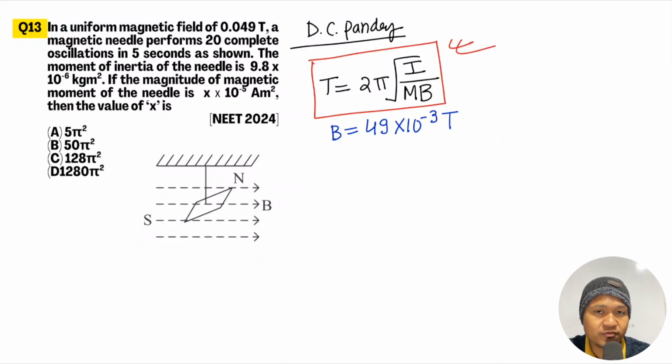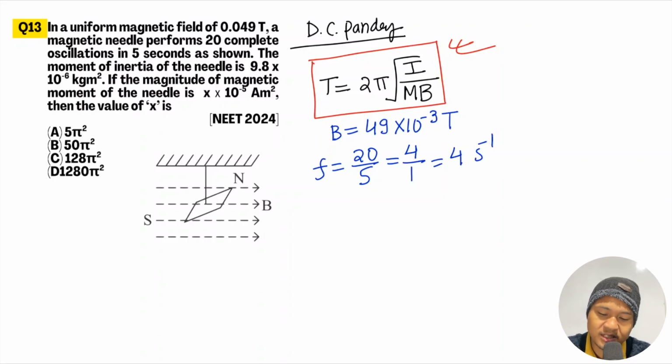20 oscillations in 5 seconds means 4 oscillations in 1 second, that is 4 per second. This is the frequency, the number of oscillations per unit time. The time period is the reciprocal of the frequency, so 1 by 4. This is your time period.